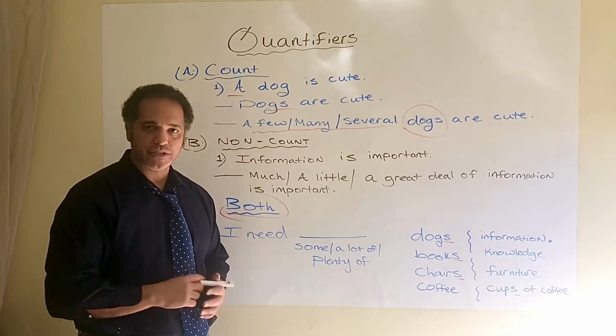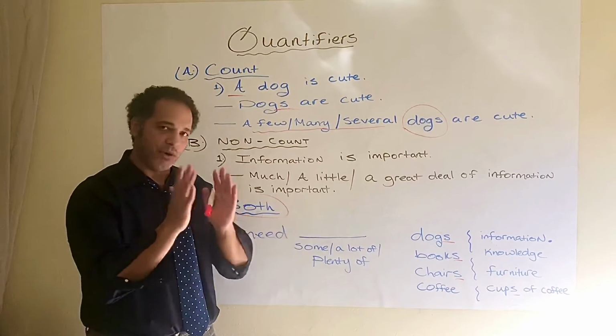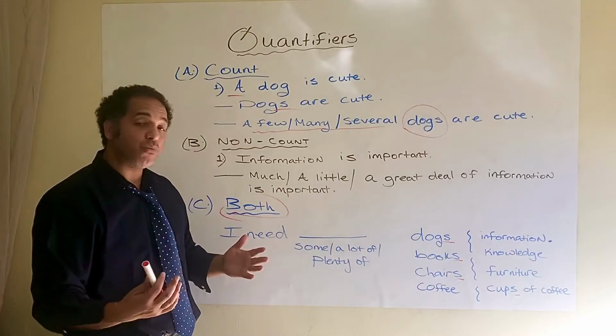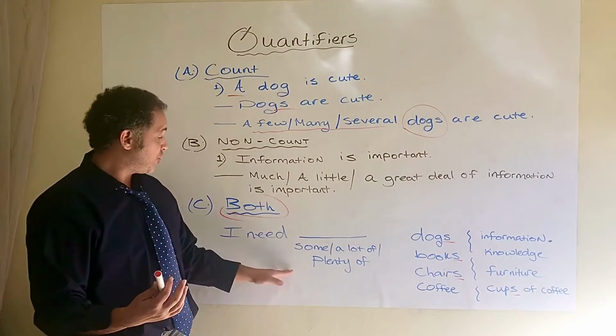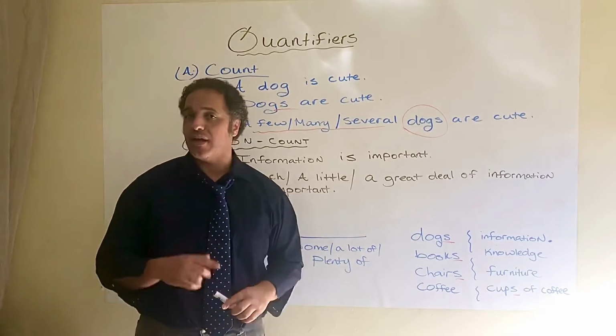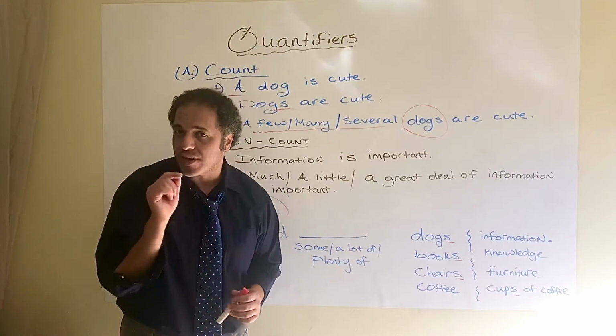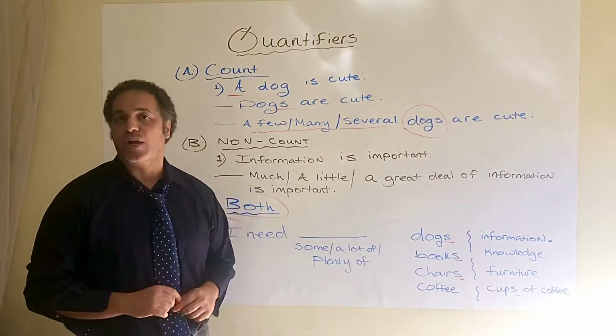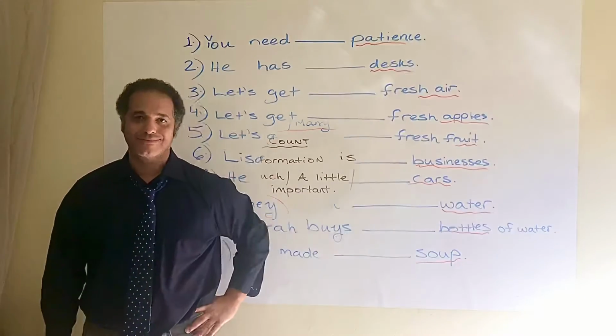I'm going to show you some examples of sentences. There's going to be a blank, and we're going to see what we remember. Which quantifiers can we use in those sentences? And again, it's possible that you have more than one answer. All right, so let's go ahead and get to the board.